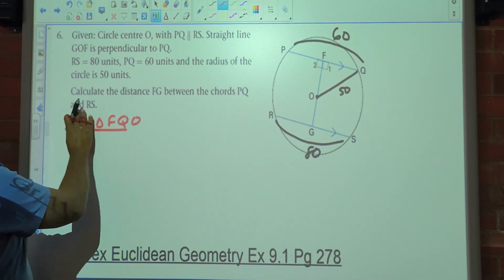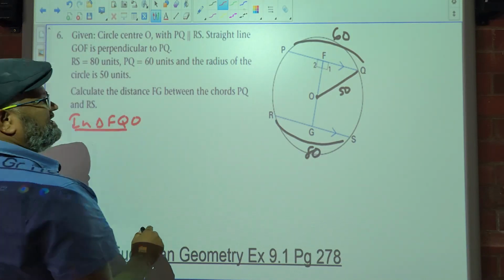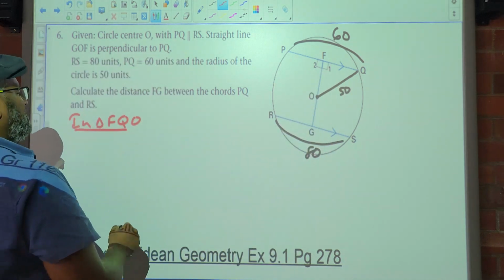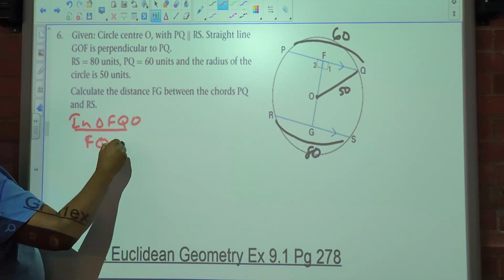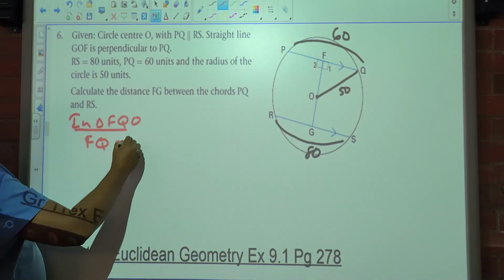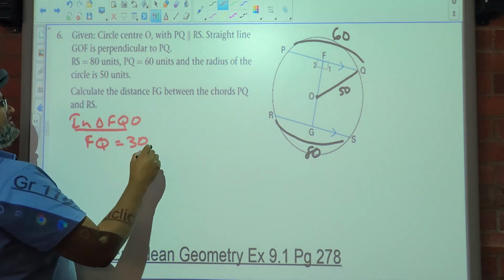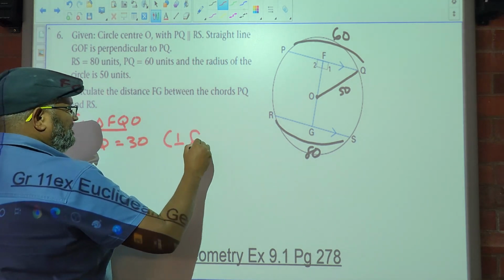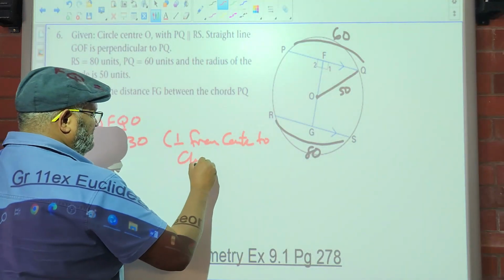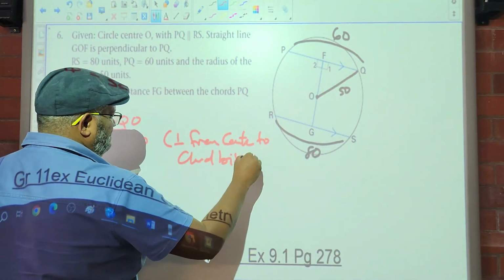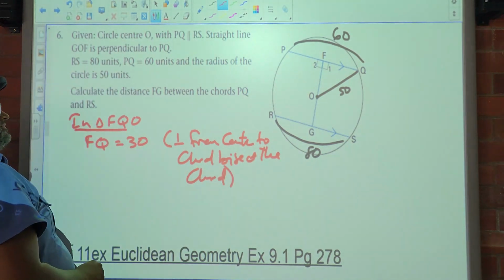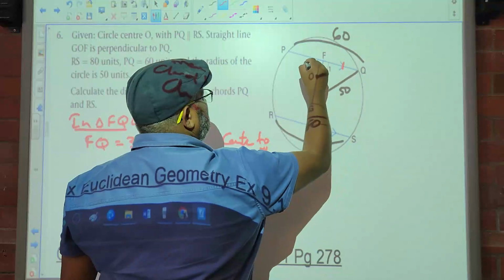Do I have to state this? No. Alright, so what can I say here first? FQ is equal to 30. Why is FQ 30 units? Perpendicular from center to chord bisects the chord. Okay, so that is now 30 here.